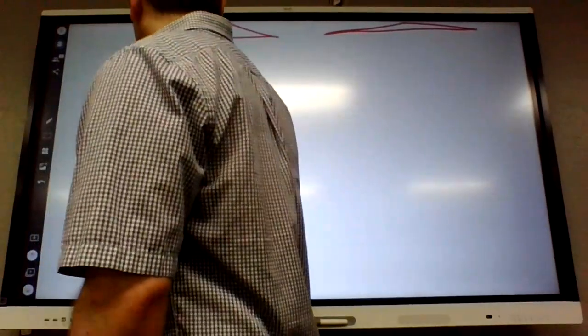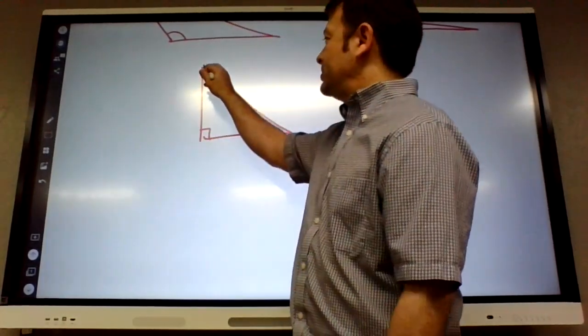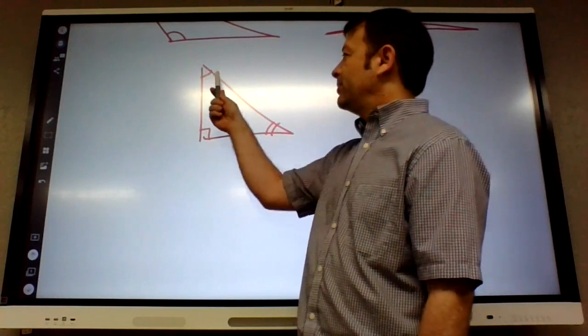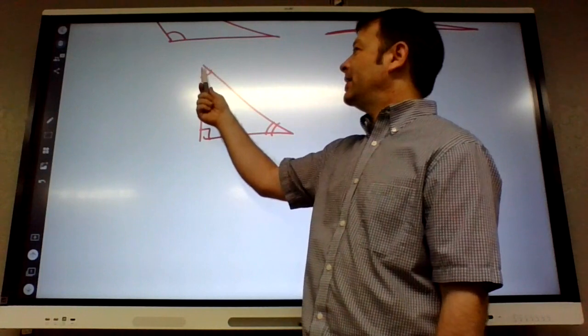Let's see. The acute angles of a right triangle. In a right triangle, if this is 90, what do I know about these other two angles? Acute. Well, together, what do they have to be, though? They have to be 90 together.